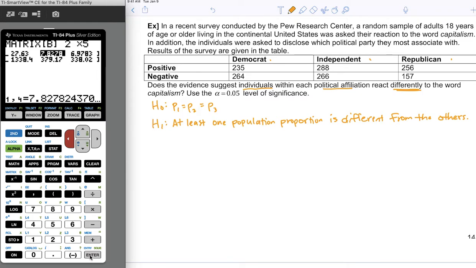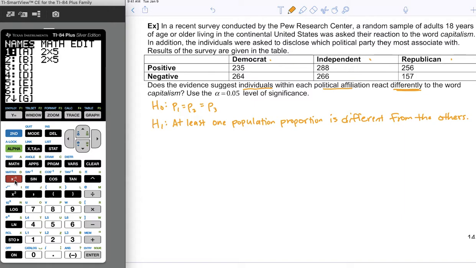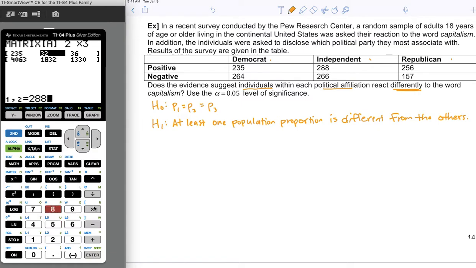So let's go ahead and enter these values into our matrix. So second x inverse, and we go over to edit, and then matrix A. We will have to change the size. There are 2 rows again, but this time only 3 columns. And let's enter in the numbers first for the positive association for the word capitalism: 235, 288, 256.